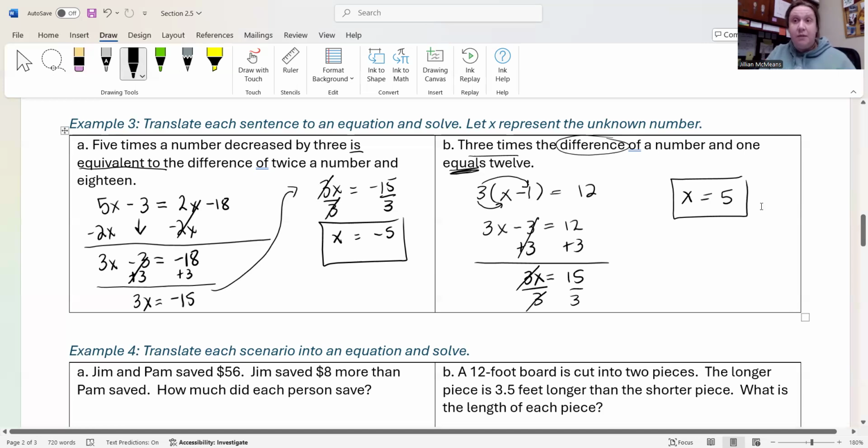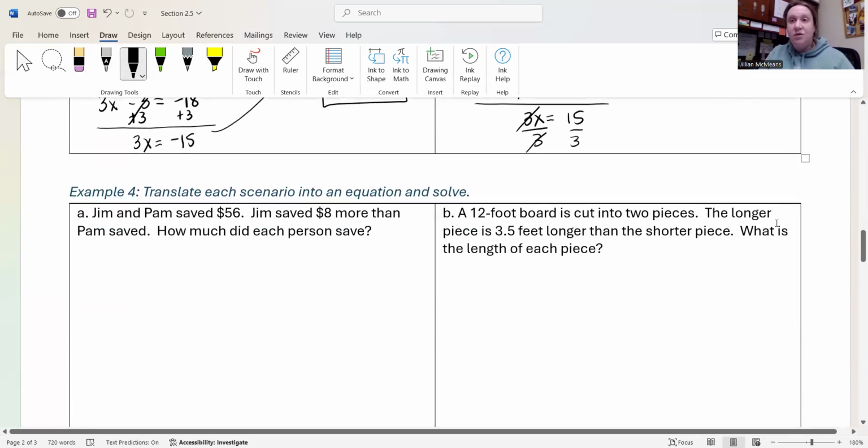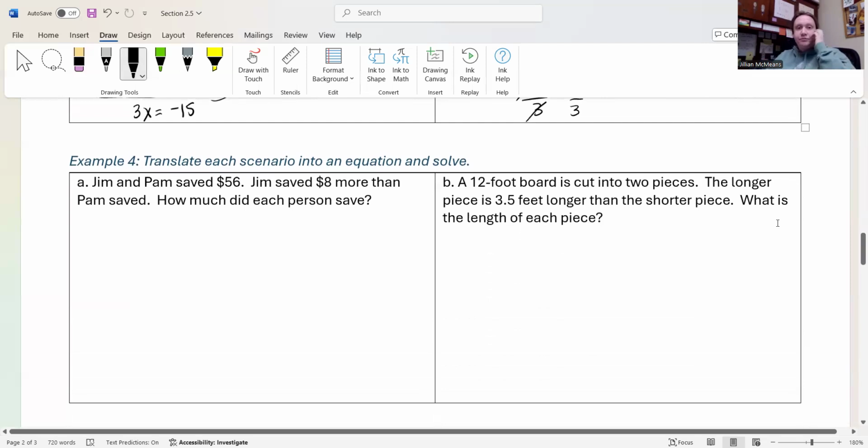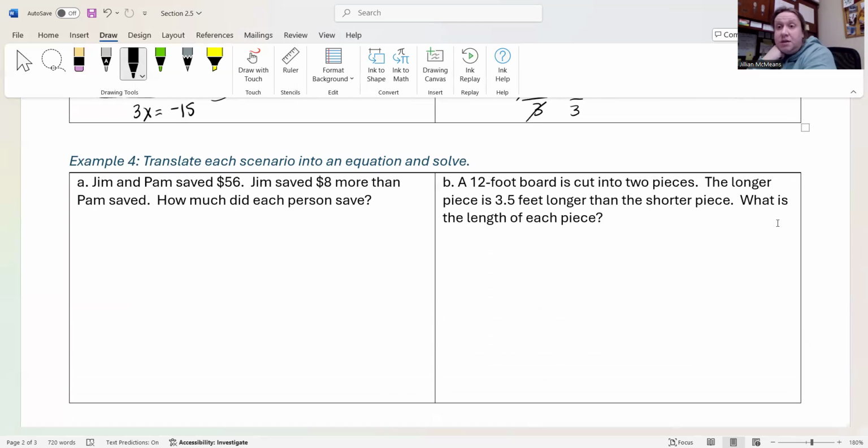This is the true problem solving right here. This is where we have a real world, like, story problem. Okay? So example 4 says translate each scenario into an equation and solve.